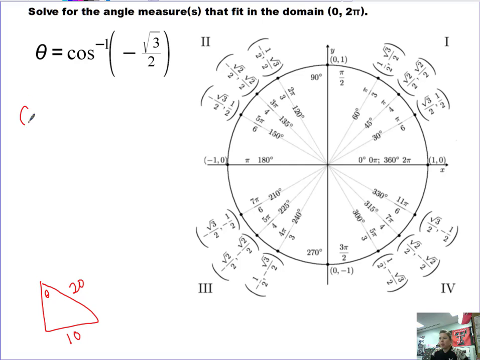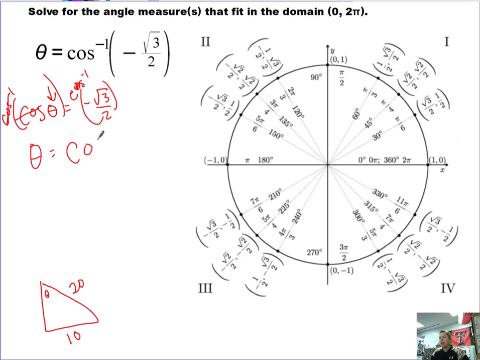So what this looked like before was cosine of theta equals negative square root 3 over 2, and we're trying to figure out what this theta is. In order to do that, we have to do inverse cosine of both sides. The inverse cosine and cosine are opposites of each other, so those will undo each other and we'll just be left with theta on this side, like it says up here. So theta equals inverse cosine of negative square root 3 over 2.